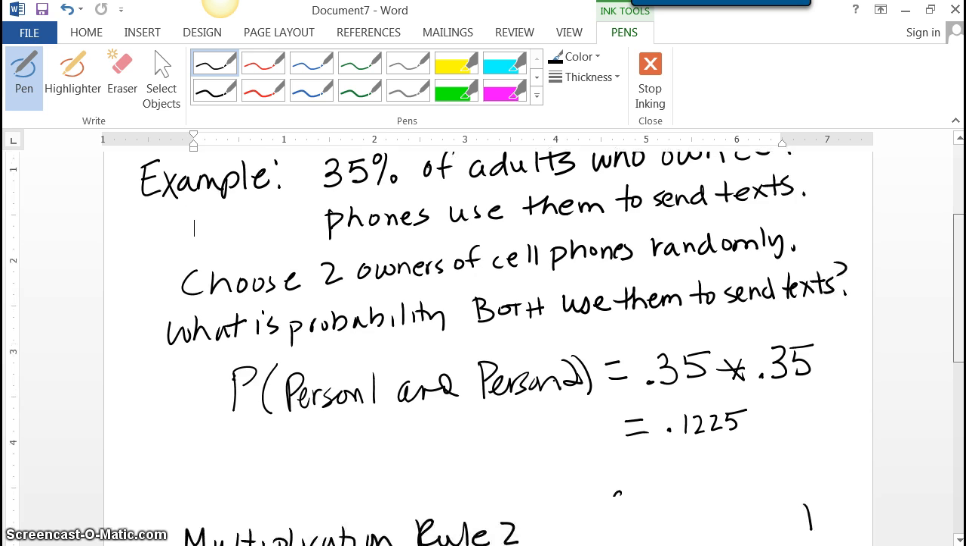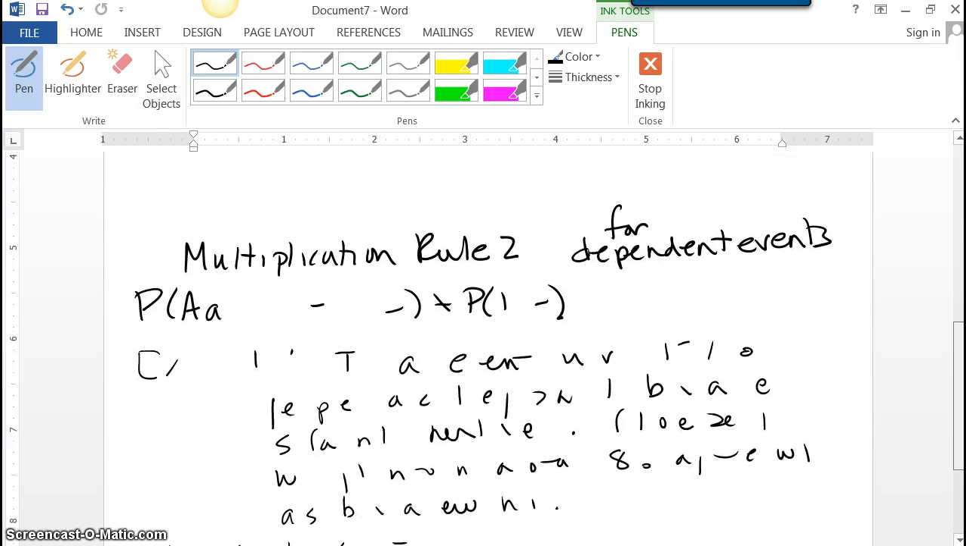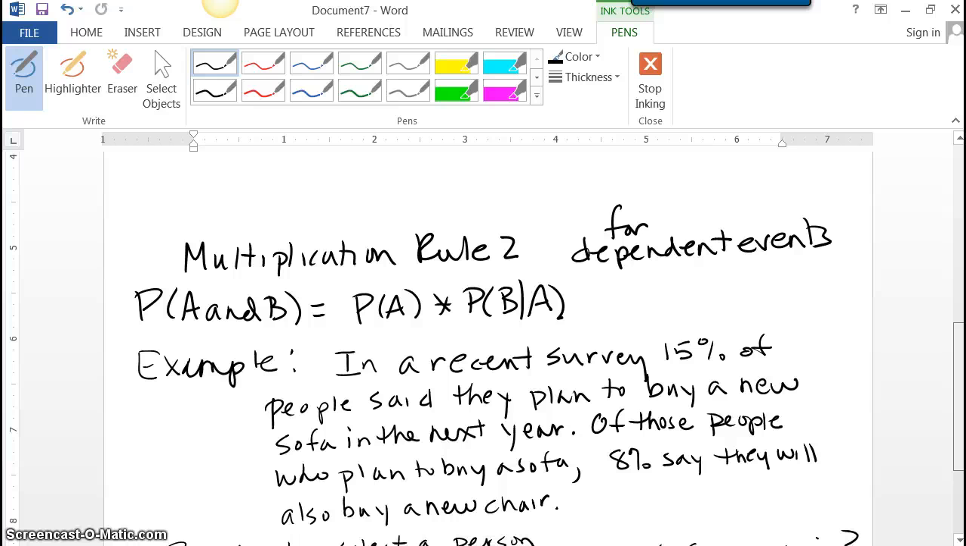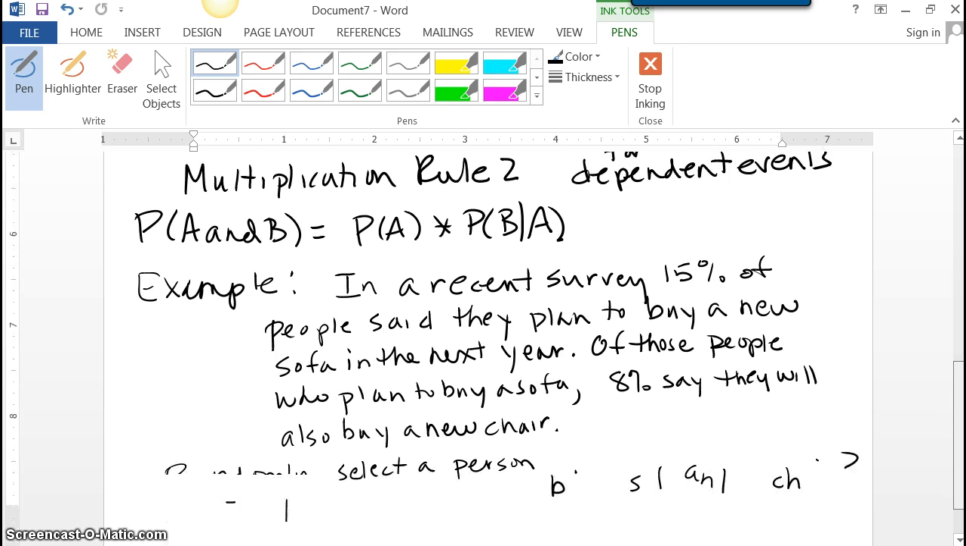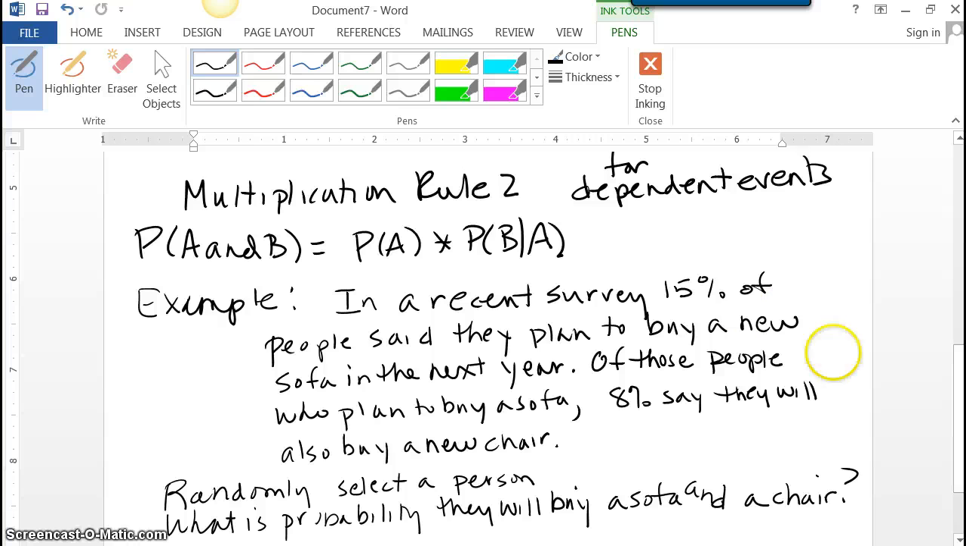The second rule is multiplication rule 2, and it's for dependent events. Dependent events means that when one event happens, it makes the second one more or less likely to happen. It affects the probability of the other one happening. So when one event occurs, it affects the probability of the other one.